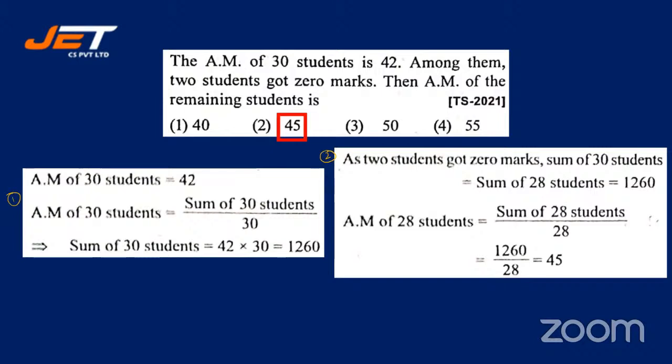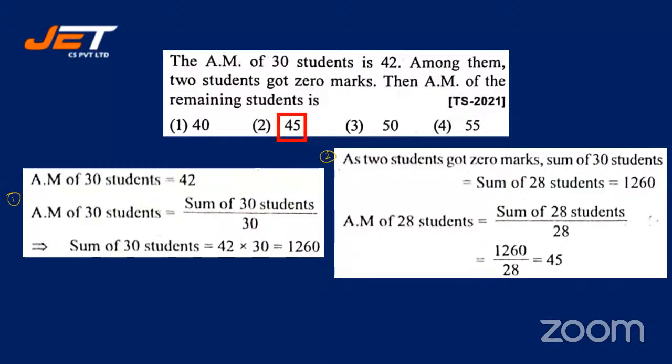You have to add the 30 students' marks, maybe x plus y plus z plus a plus b plus whatever, divided by 30. Understood? So that is equal to 42. Now, among them, 2 students got 0 marks. So what is the arithmetic mean of the remaining students? Note down: the arithmetic mean of 30 students is the sum of 30 students divided by 30, whereby the sum of 30 students becomes 42 into 30, which is 1260.